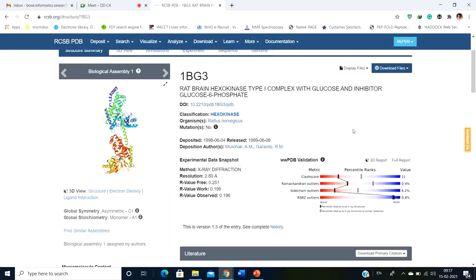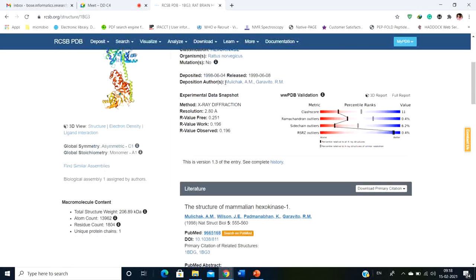Okay, now if you come down, it's going to show you the name of the protein and the organism to which this particular protein belongs, and the names of the authors who have solved this structure. Okay, and they solved the structure in 1998. You can see now this is the experimental data that you have. They have solved the structure by X-ray crystallography, and the resolution is 2.8.